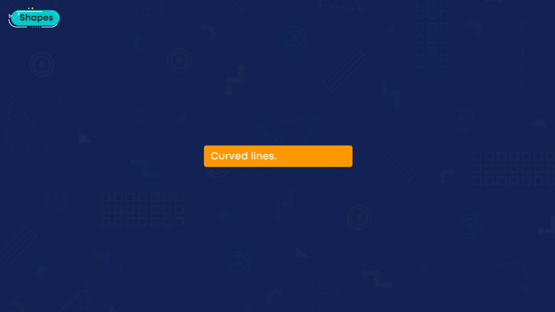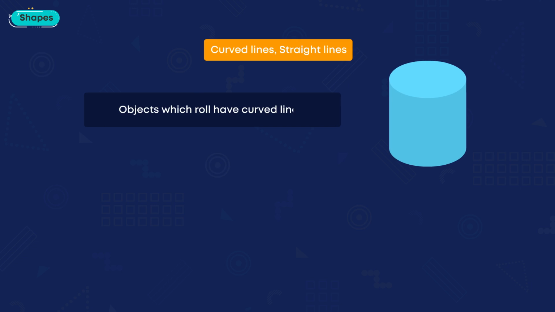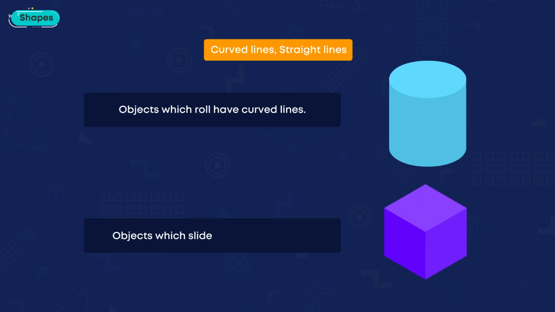Curved lines, straight lines. Objects which roll have curved lines. Objects which slide have straight lines.